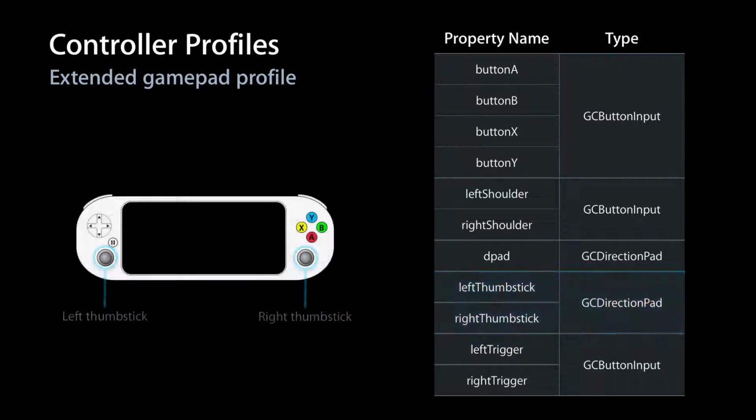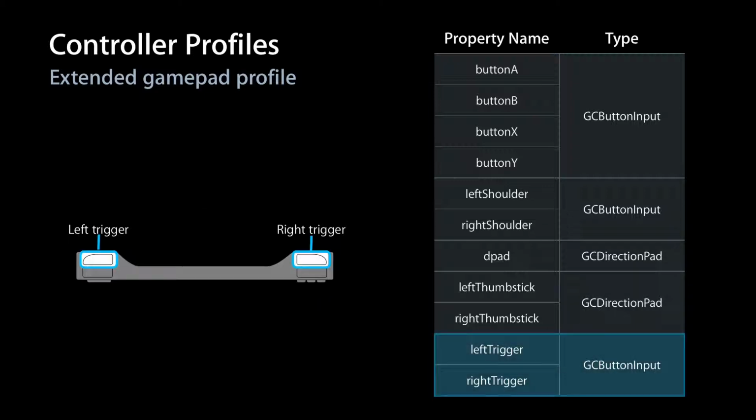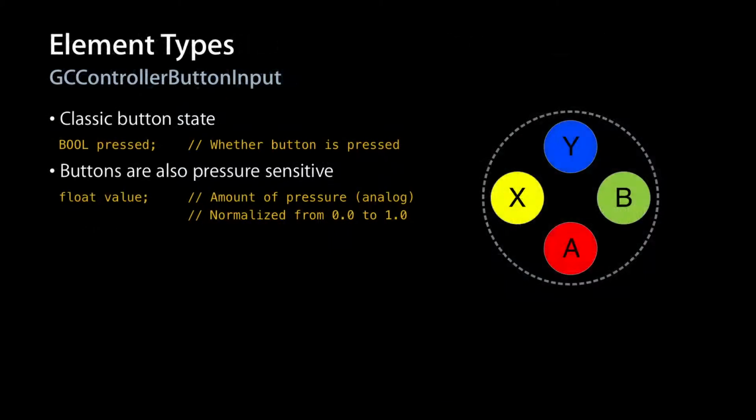Looking at the extended gamepad profile now. Okay, so this has all of the same controls as the standard gamepad. It is a pure superset, always. So it has A, B, X, and Y, left and right shoulder, and a D-pad, always. And then it adds the left and right thumbstick, which is of type GC direction pad, and left and right triggers on the front, which are back to buttons, button inputs again.